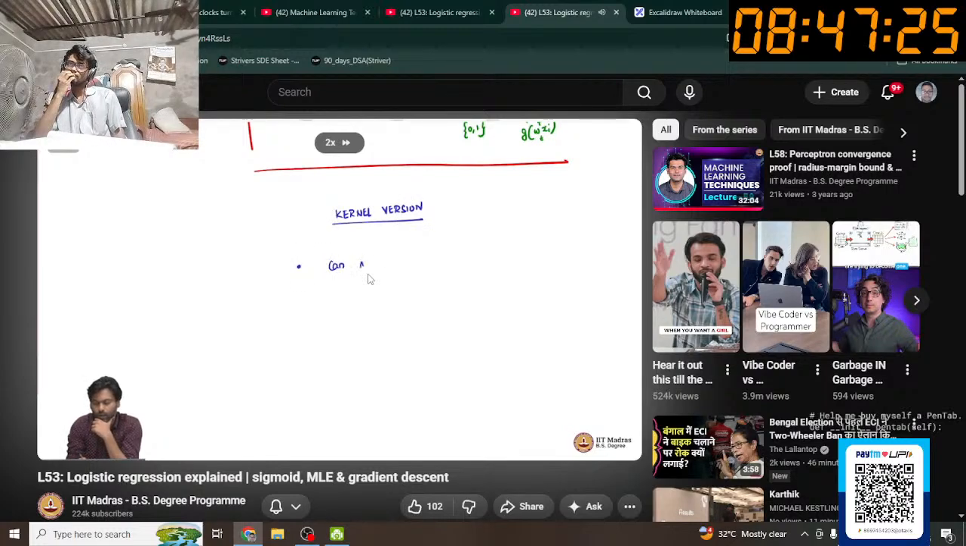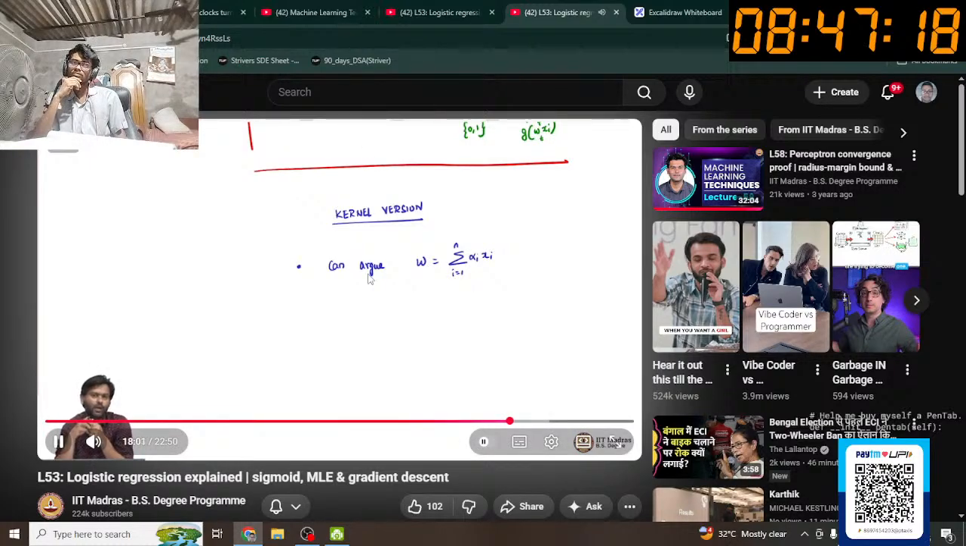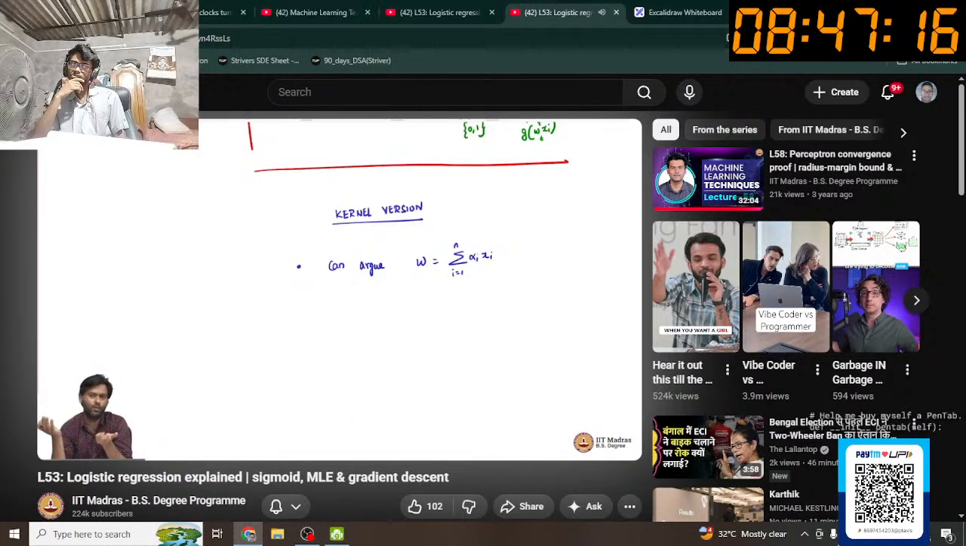One can argue that the optimal W should be a linear combination of your data points, and because of this fact, you can derive a kernel version for this problem. If you substitute this form into the objective, then you can write this in terms of X transpose X, and so that can be kernelized. We won't do that, but it's good to be aware that this can be used to derive a kernel version of this algorithm.